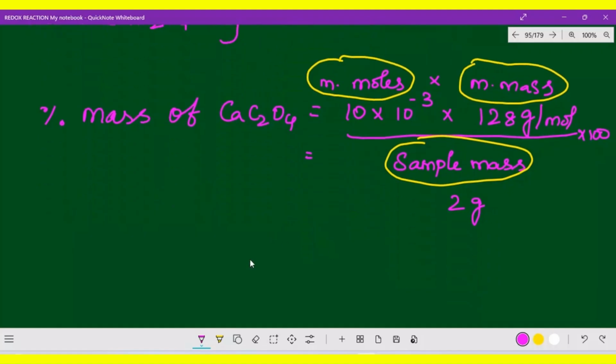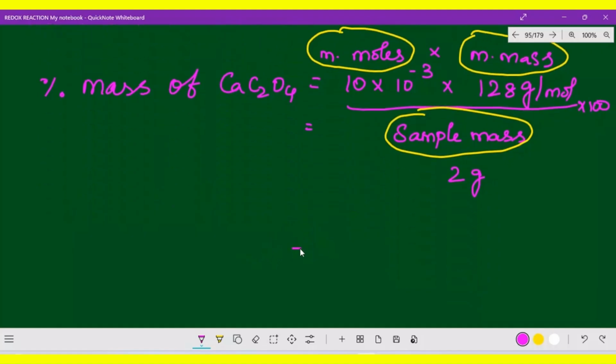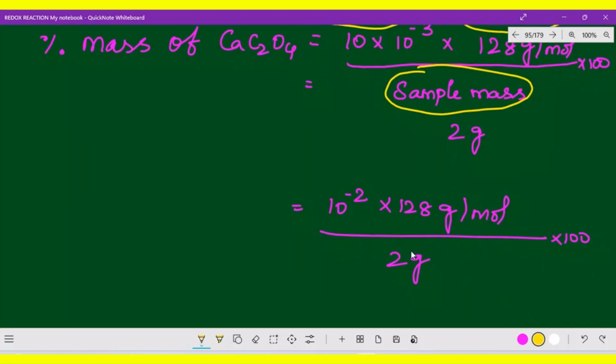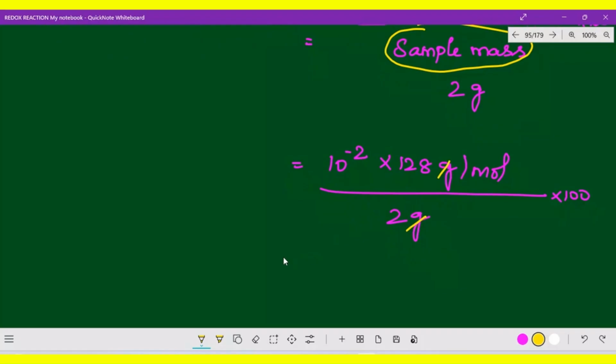Okay, now what is the answer you'll be getting? That means here 10 into 10 to the power of minus 3. So you will get 10 to the power of minus 2 into 128 gram per mole divided by 2 gram into 100. I hope you got that idea. So gram and gram will be cancelled. Right, now when you calculate this, you will get the answer.